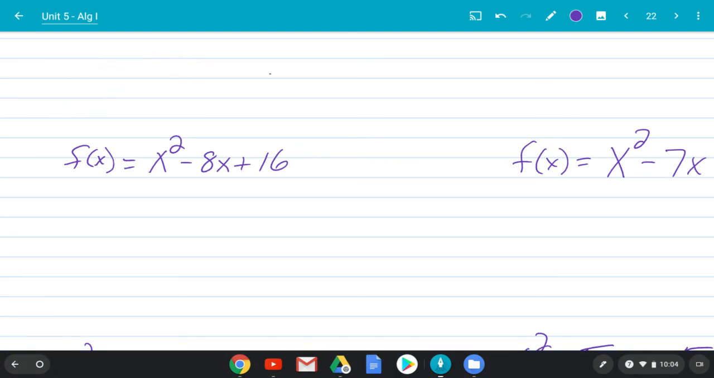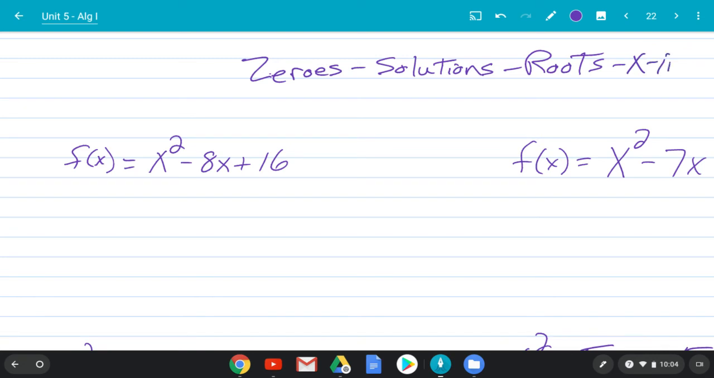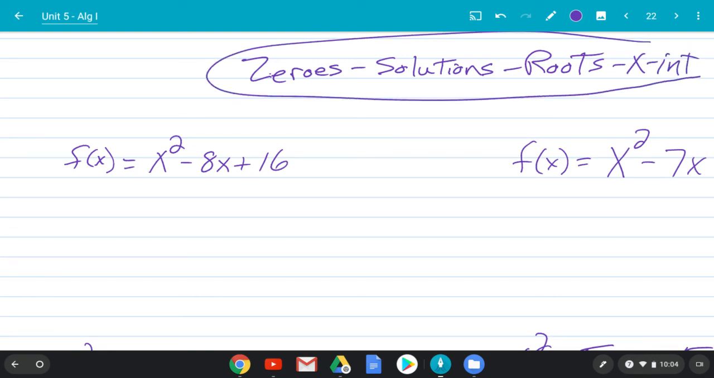My zeros. What's another name for zeros? Solutions. What's another name? Roots. What's another name? X-intercepts. Remember, all of those mean the same thing. That's why I just wanted to point out that these babies could be equal to 0. They should be equal to 0.